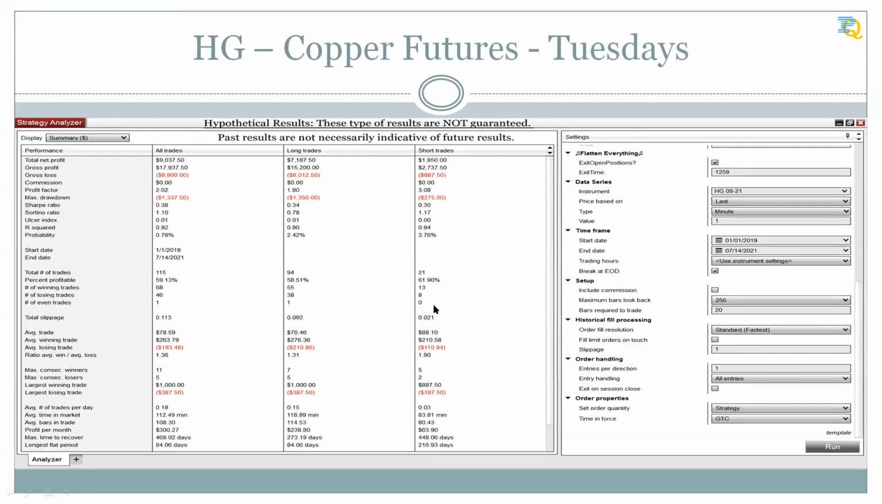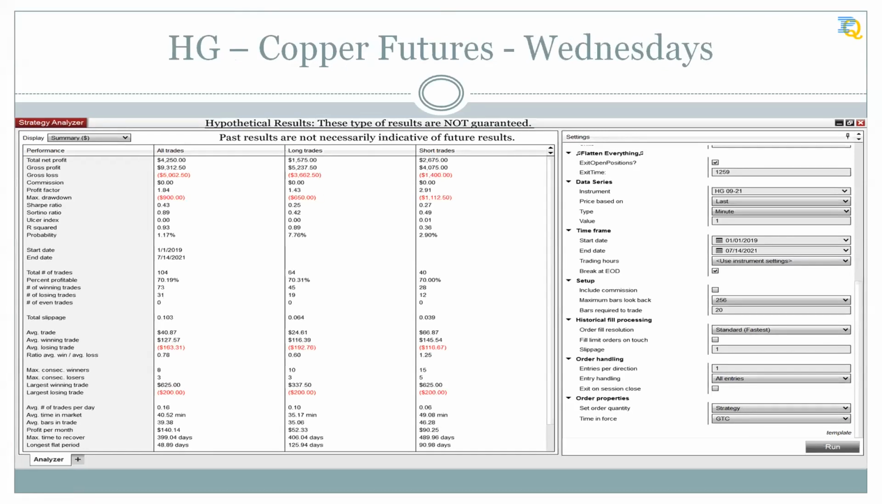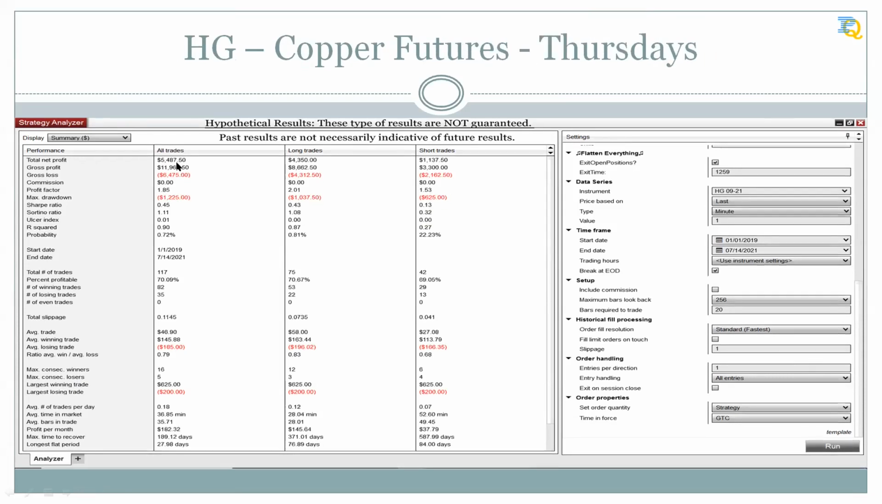Tuesday, you have another 115 trades. Wednesday, 104 trades, and you see the results here. The numbers I look for, guys, personally: max drawdown, profit factor, total net profit. Those are the 3 I look at. Sometimes I glance at max consecutive winners and max consecutive losers, but those 3 are the ones I care the most about: max drawdown, profit factor, total net. Wednesday, Thursday, Friday.